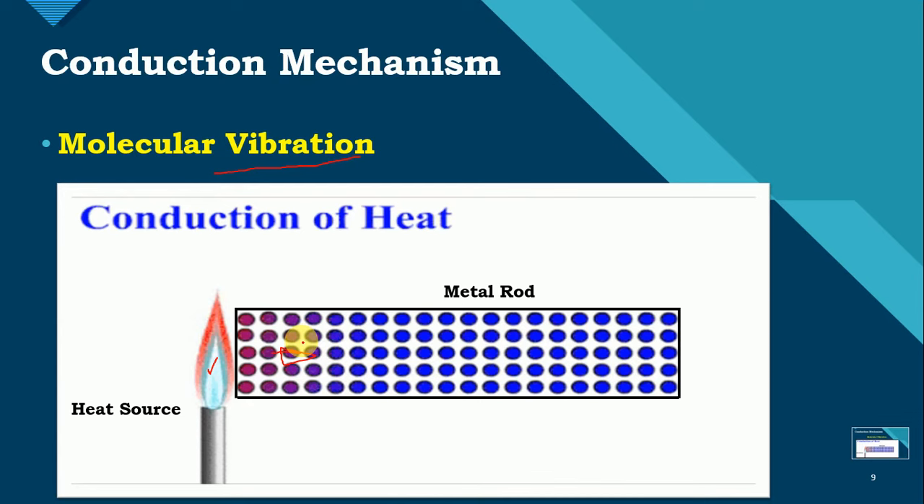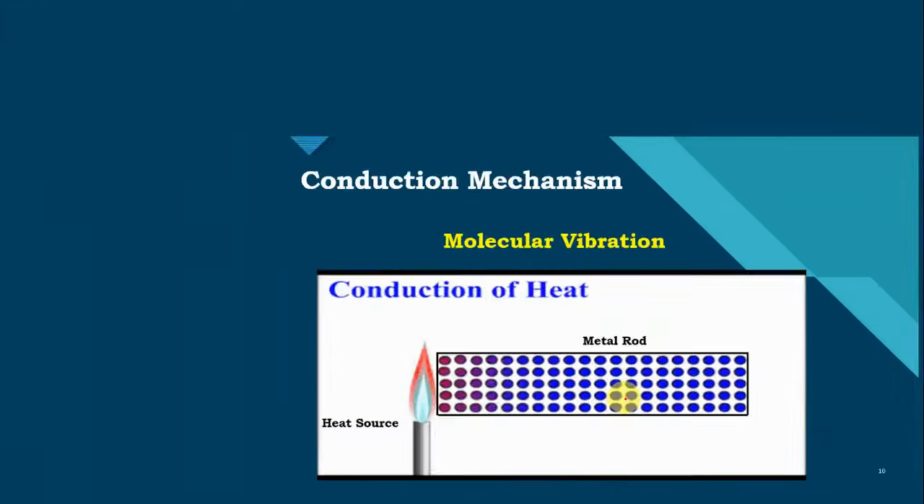If high temperature is there, molecular vibration will be more. If low temperature is there, molecular vibration will be less. Obviously, in the initial case the vibration will be more in this part compared to this part, because this part is at low temperature. Let's see an animation of this.